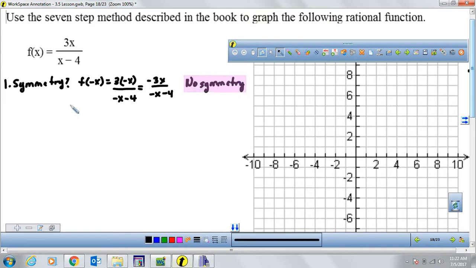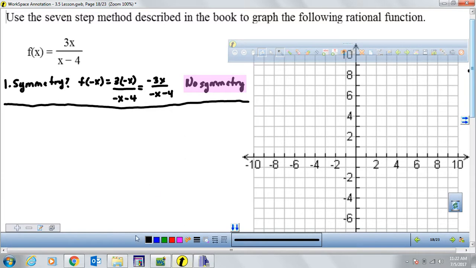Number 2. The second step in the process right here is that we need to find the y-intercept. To find the y-intercept, what we need to do is replace every x with a 0. So it would be 3 times x, which is 0, divided by x, which is 0, minus 4. That's going to give us 0 divided by negative 4, which is still going to be 0. So the y-intercept is going to be the point (0, 0) in this graph.